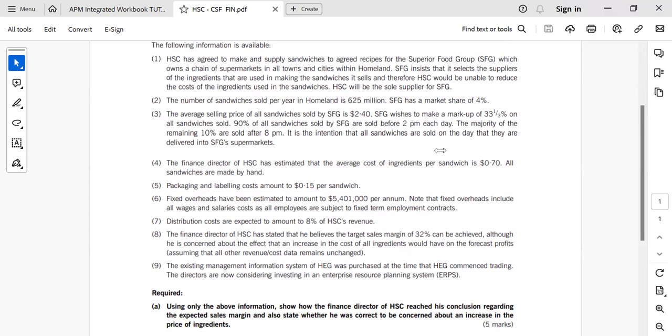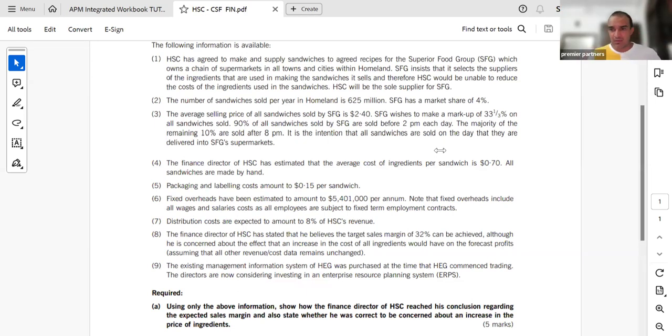So as per the calculation, I don't know whether it's correct. There is a buffer, so I think he need not worry much about it. But what is the margin you got? That's the target margin is 32, right? So yeah, that's the minimum, which is 32% of 2.4 on the selling price, per sandwich. Are you getting 2.4?